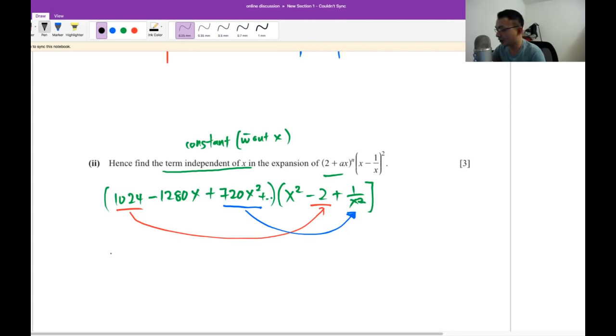So therefore, I will say the term independent of x equals 1024 multiplied by negative 2 plus 720. That's all.